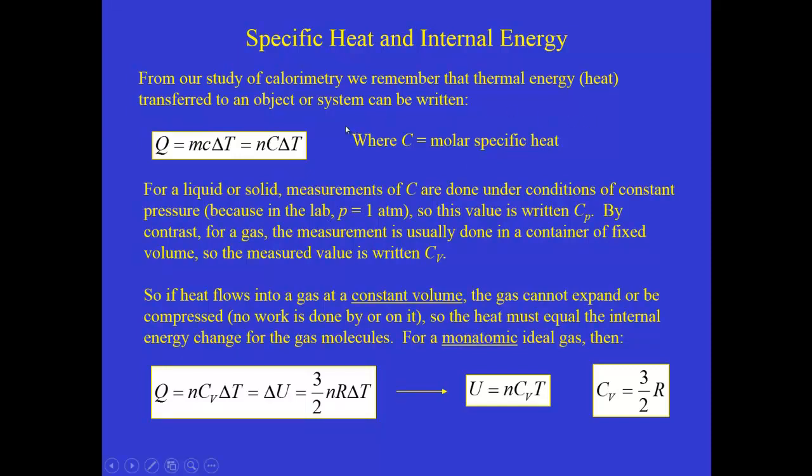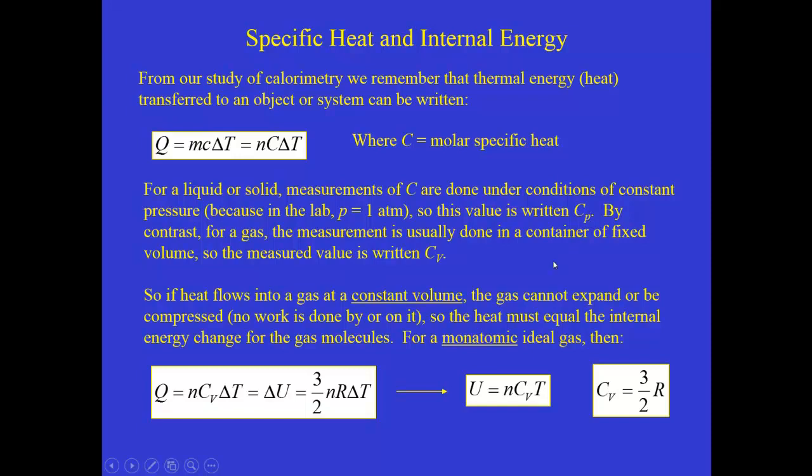When experimentally we measure the molar specific heat, we do it differently for liquids and solids than we do for gases. For a liquid or a solid, when we measure C, we do it under conditions of constant pressure, because in the laboratory we're working at an ambient pressure of about 1 atmosphere. And so we write the value that we determine experimentally under those conditions as C sub P, which means the molar specific heat at constant pressure.